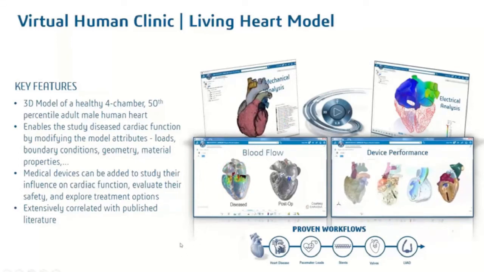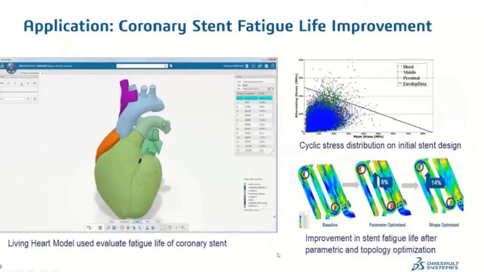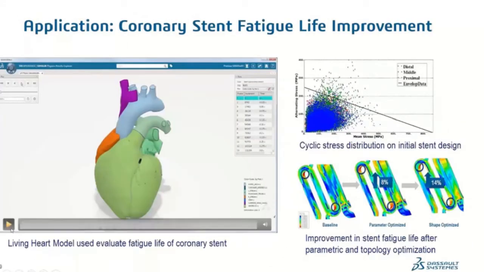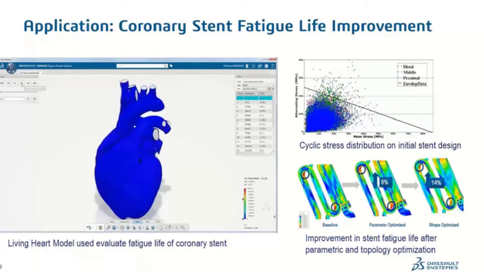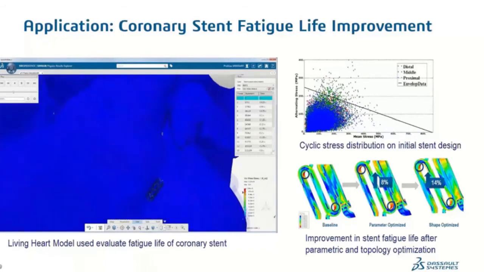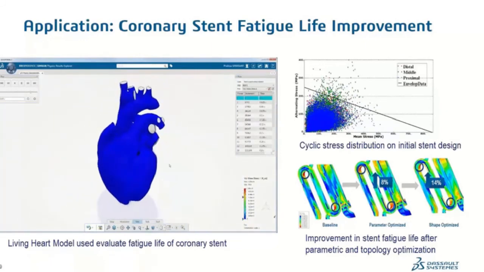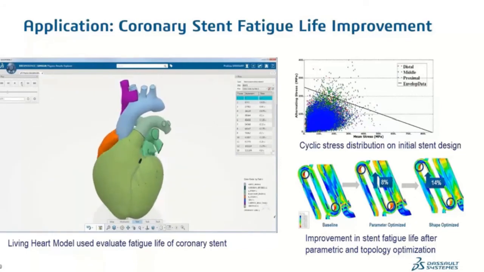Let's take a look at one of these examples in particular. So, as you may know, we have several customers designing cardiovascular devices, in particular coronary stents, who must ensure that the stents do not become dislodged or migrate or succumb to fatigue failure despite the large cyclic motions and deformations they are subjected to within the cardiac arteries. You can see in this video here how the Living Heart model can be used to visualize exactly how a stent will respond at a particular location in the coronary artery.